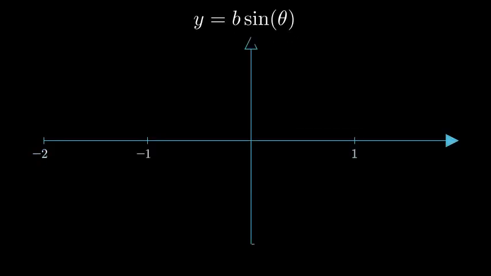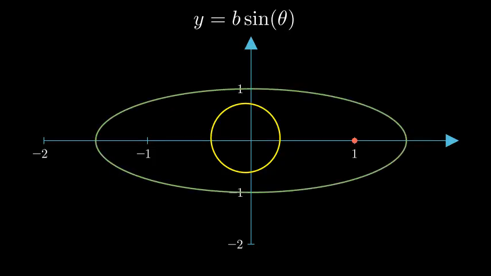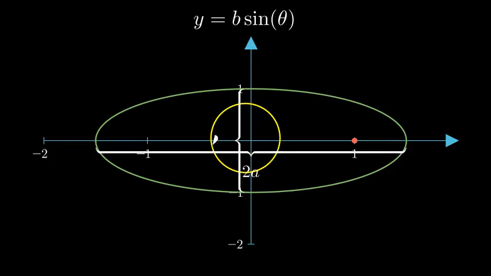We'll start with a coordinate system. First, imagine a point moving around a circle with radius 1. This is described by cosine theta and sine theta. Now, when we multiply cosine theta by a and sine theta by b, we're essentially stretching or compressing the circle horizontally by a factor of a and vertically by a factor of b. The parameter a determines the width of the ellipse, while b determines its height.